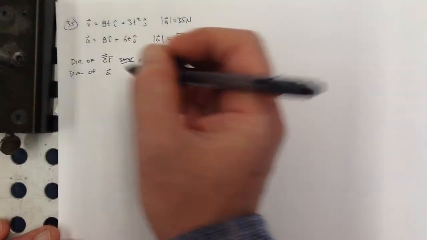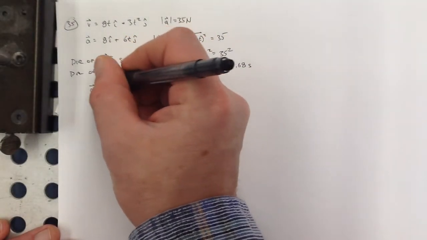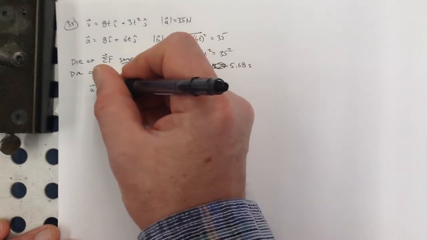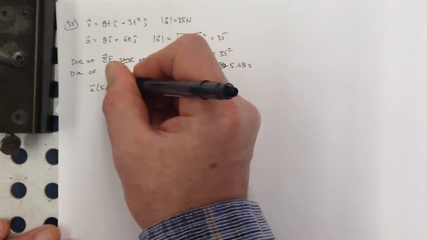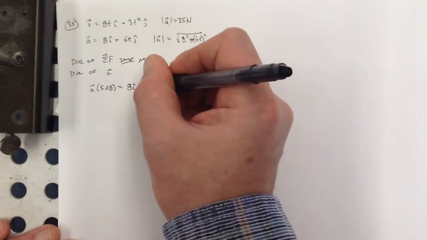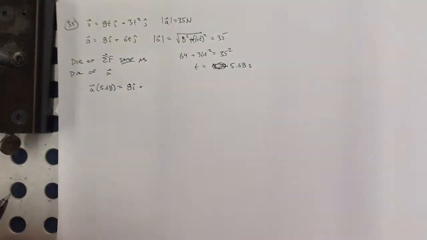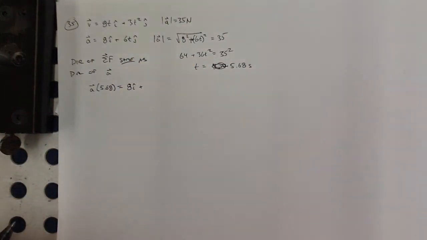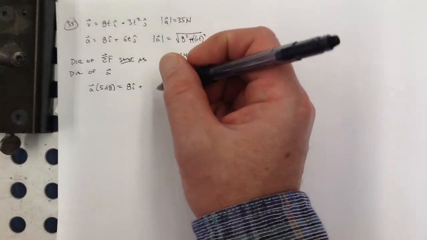So if I would like to know the acceleration at time 5.68, it is 8i plus 6 times 5.68, that's about 34.1.